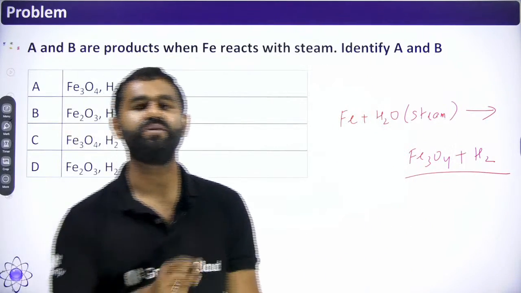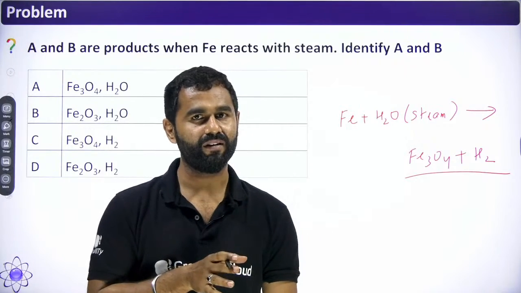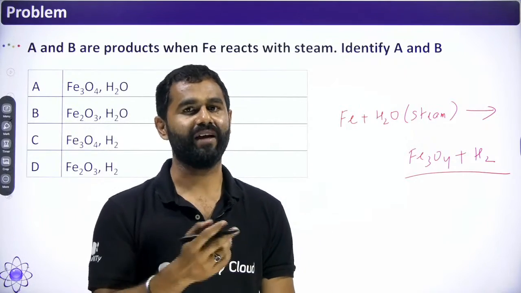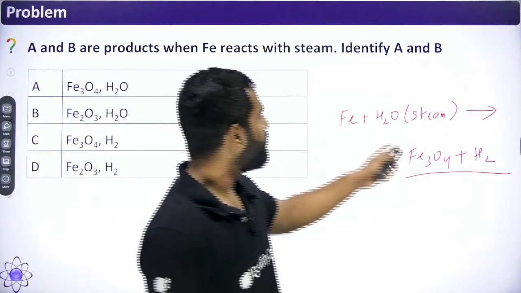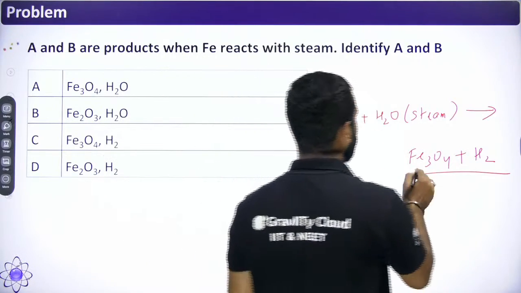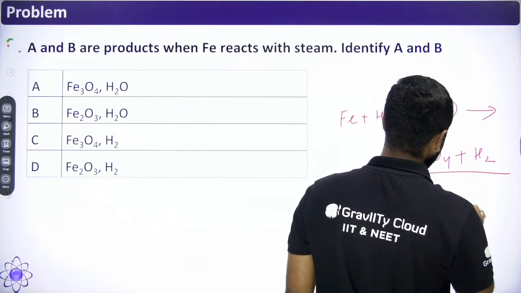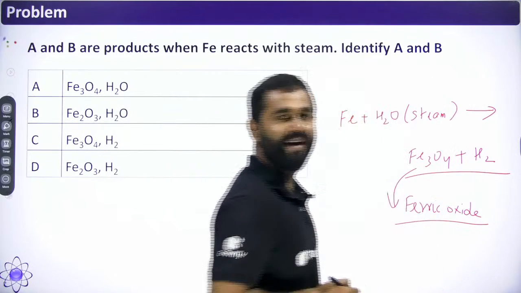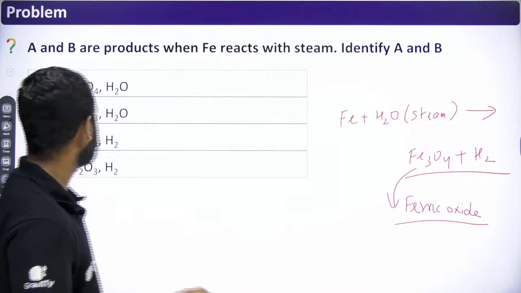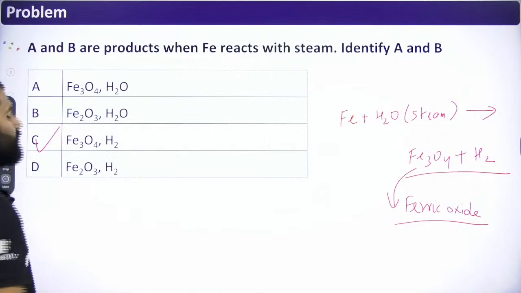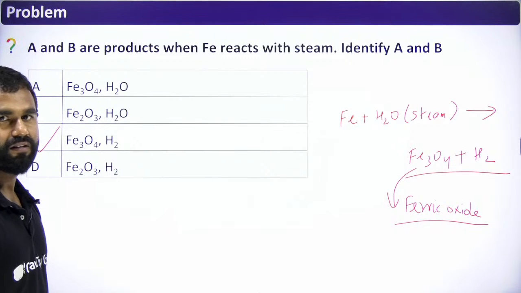I told you metals react with water to form metal hydroxides, right? Along with hydrogen gas. Here we get the Fe3O4, which is called ferric oxide. So iron reacts with steam to form ferric oxide along with hydrogen gas. So option C is correct, right?